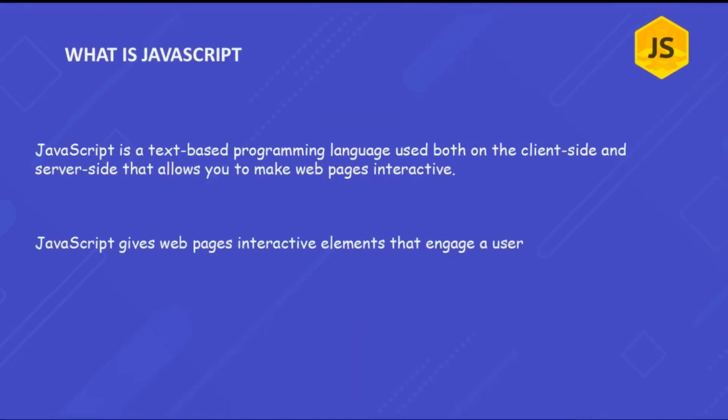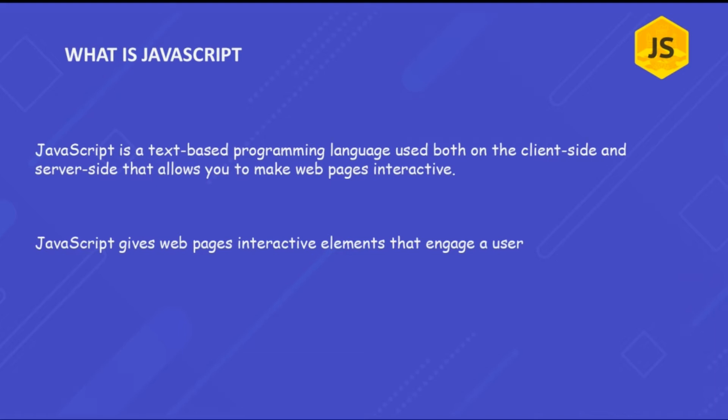In this tutorial, we must first know what JavaScript is. JavaScript is a text-based programming language used both on the client side and server side that allows you to make web pages interactive. JavaScript gives web pages interactive elements that engage a user. The main motive of this scripting language is to give you interactive web pages, such as a click of a button and an event listener, right? When you are entering some inputs, it gives form validation.